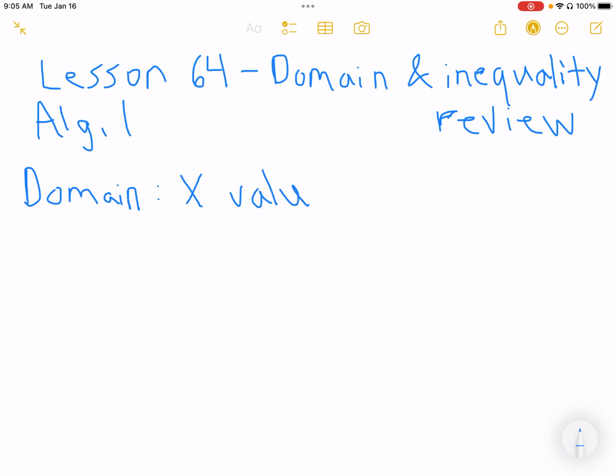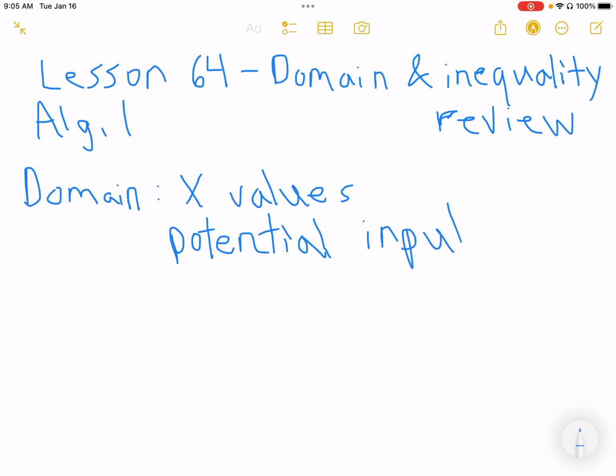We could define it a little bit differently as well, right? So we could say x values, but we could also say that it's the potential input values, okay? Because we have functions, we have input values. This will come up later in our discussion in Algebra 1, with input values. So we're just talking about the range of possibilities in the x direction.